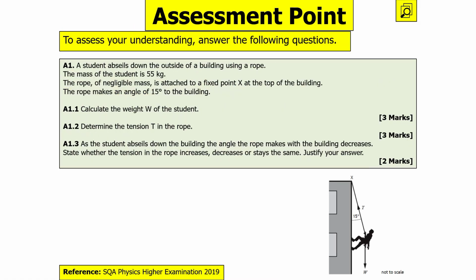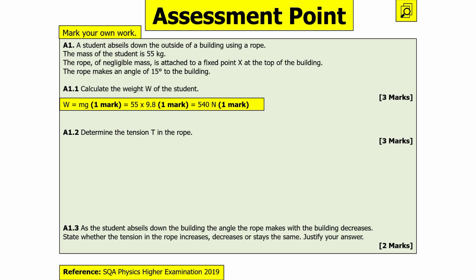A student abseils down the outside of a building using a rope. The mass of the student is 55 kilograms. The rope of negligible mass is attached to a fixed point X at the top of the building. The rope makes an angle of 15 degrees to the building. Firstly, calculate the weight of the student. Then determine the tension T in the rope. Then as the student abseils down the building, the angle the rope makes with the building decreases. State whether the tension in the rope increases, decreases or stays the same and justify your answer. So, pause the video now, then unpause the video when you want to go through your answer.